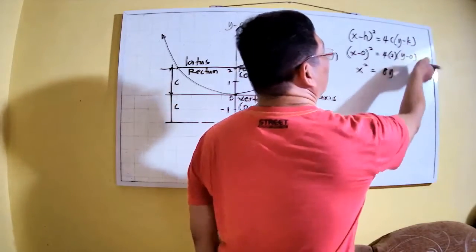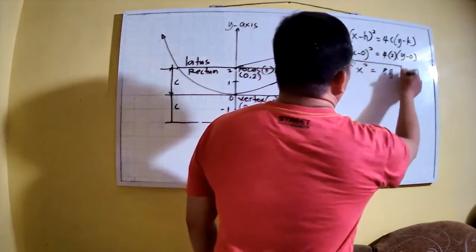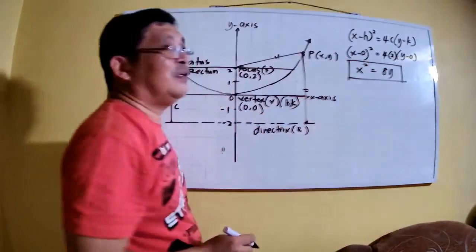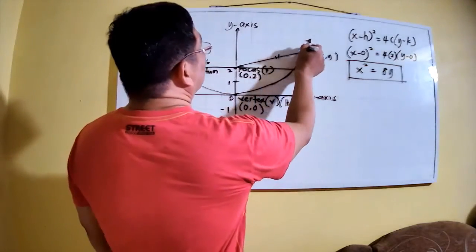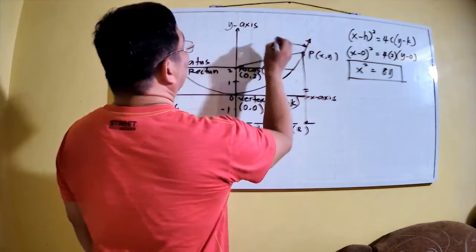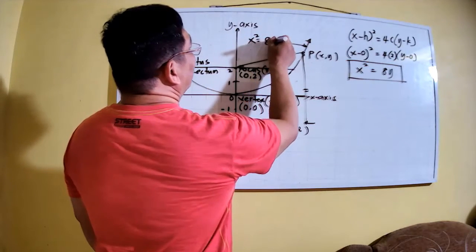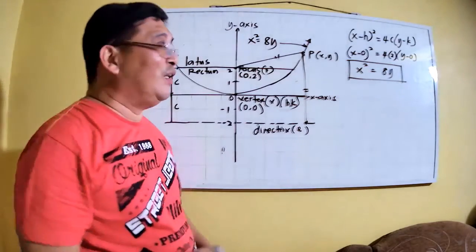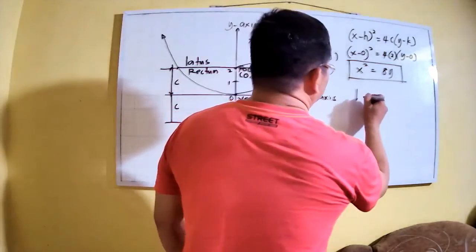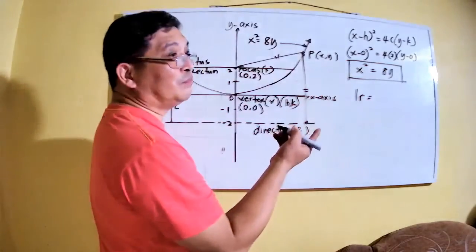And then this one distributes 0, it becomes 0. So therefore, the equation of the parabola is x squared equals 8y. So this is the equation of the parabola. This is x squared is equal to 8y. Now, the latus rectum is equal to 4c.